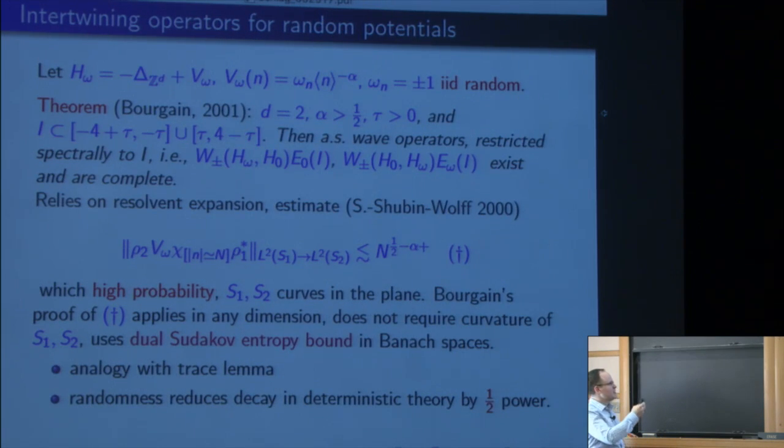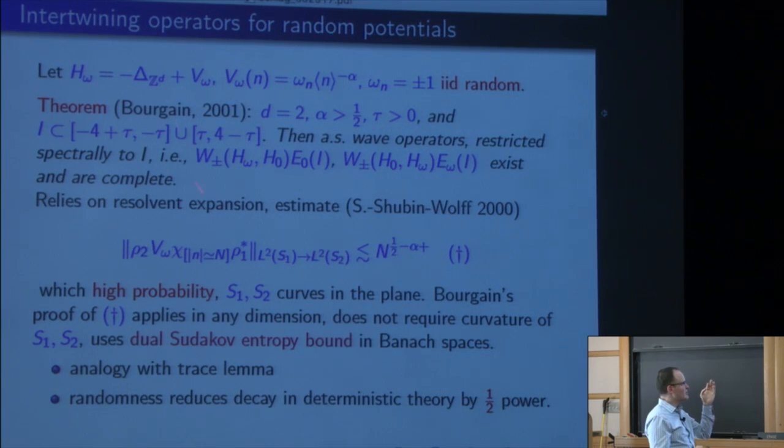All right, so then it's perhaps also interesting to ask what happens to the deterministic theory if you consider random potentials. And it turns out that for random potentials you can shave off half a power of the decay. And so let me quote a theorem of Jean. He did this in the discrete case, 2 dimensions, but what he did works in all dimensions.